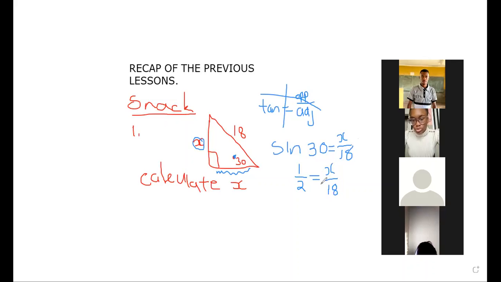A lot of learners go wrong from here. You shouldn't. From here, you just cross multiply. So the x is going to multiply the 2. So I'm going to have 2x being equal to 1 times 18, which is 18. Then divide by 2. This is all algebra. So x is equal to 9. This is my final answer. Fine, that is how we actually find the other sides of a triangle given an angle.